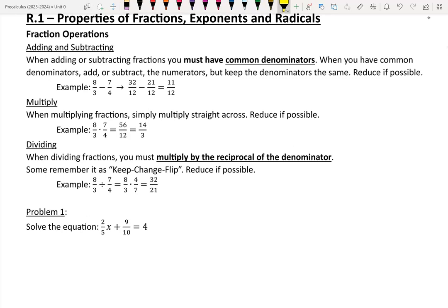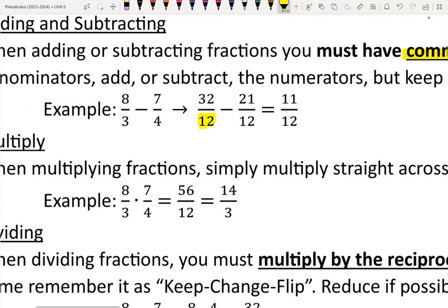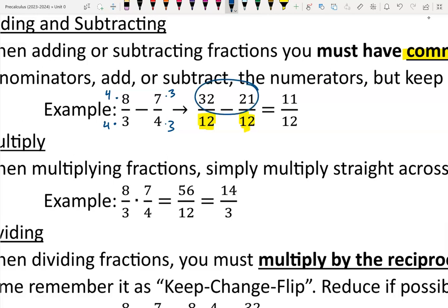Big thing, just remember to add or subtract fractions, you must have a common denominator. As we see in our two fractions here, we have 8/3 and 7/4, and we got a common denominator of 12. Remember, we do that by multiplying the top and the bottom by the number that will give us the common denominator. In this case, 4 here and 3 on the other side. And then once you have the common denominator, you just add or subtract the numerators to get your final answer.